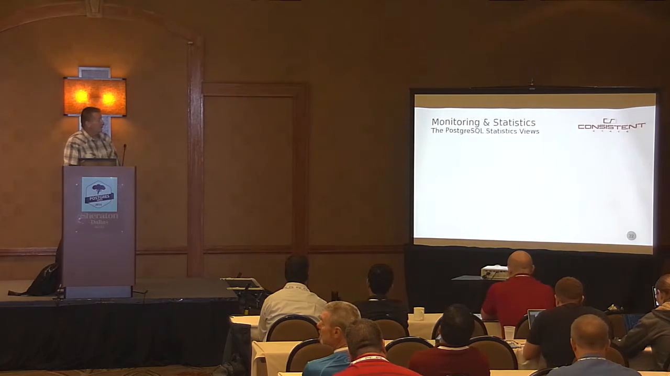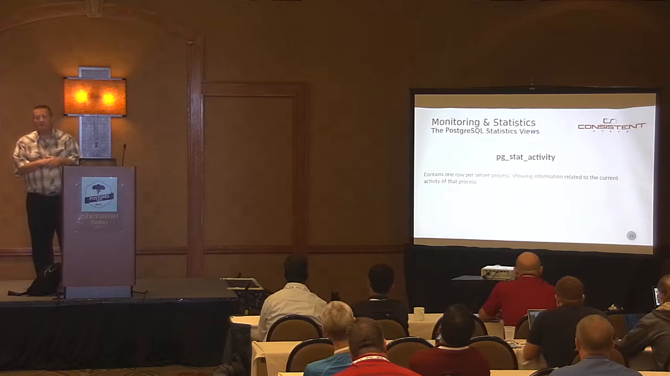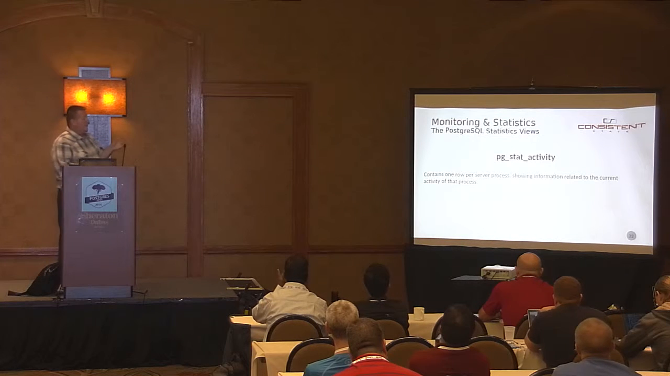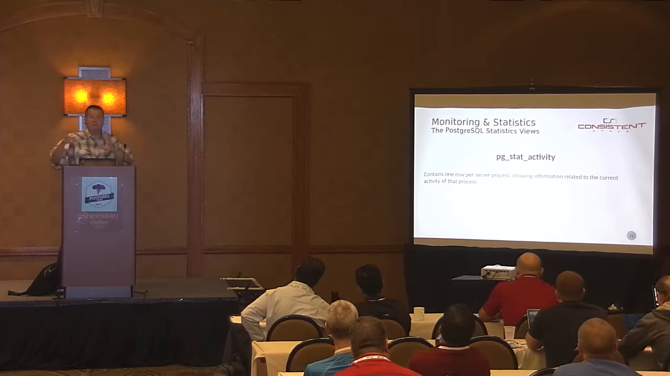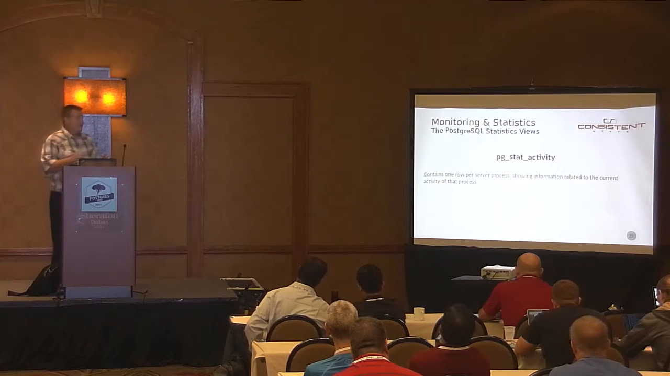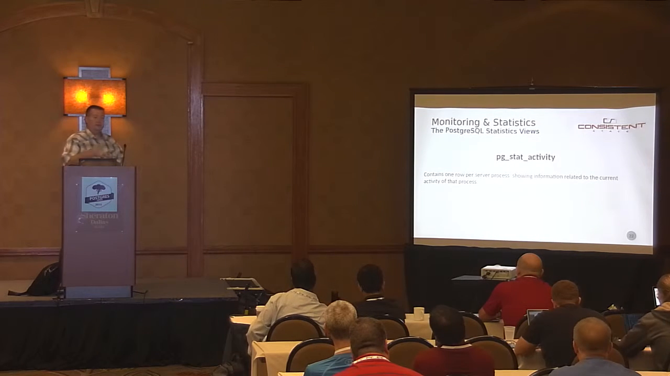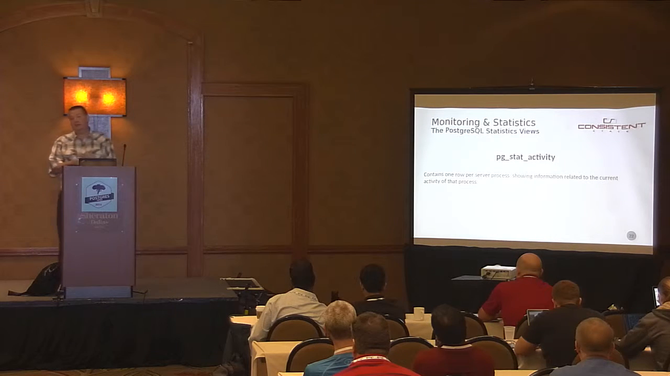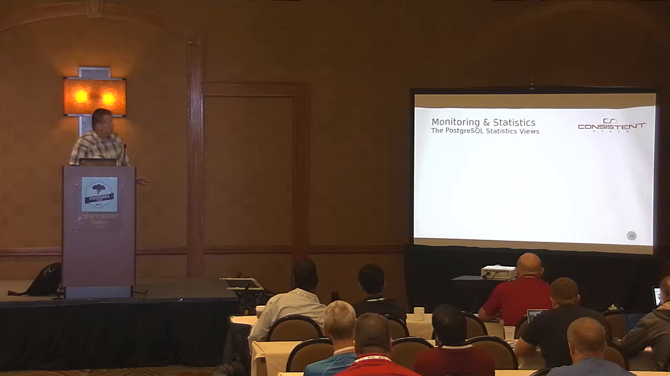Okay, so the statistics views, the first one is PG stat activity. This will be the view as a DBA that you probably spend most of your time looking at. This view shows us one row per server process. So if application A connects to the database and starts launching queries, you're going to have one row for application A. If John Smith connects and starts running queries, you're going to see one row in this view for John Smith.